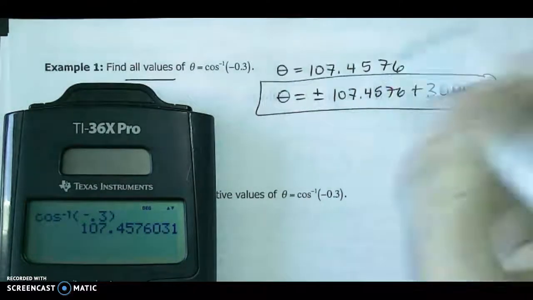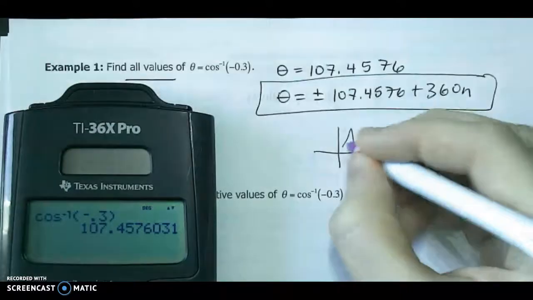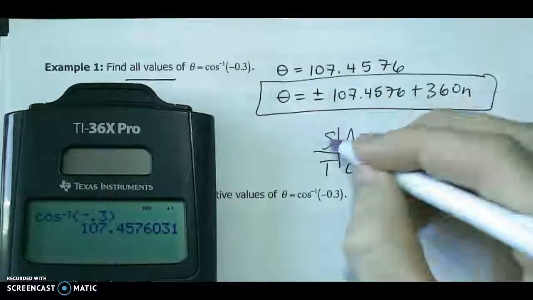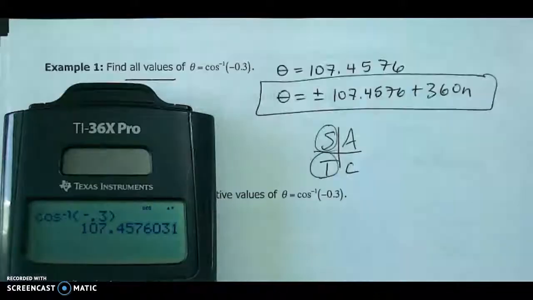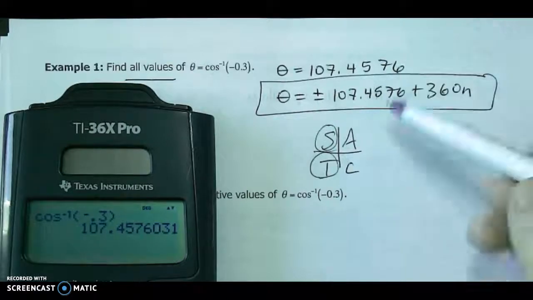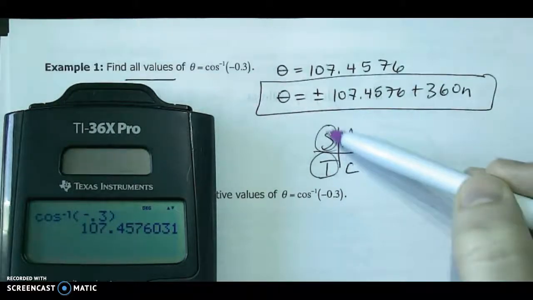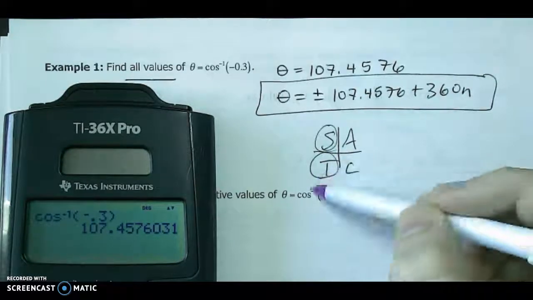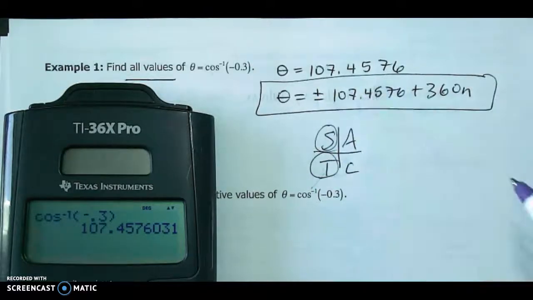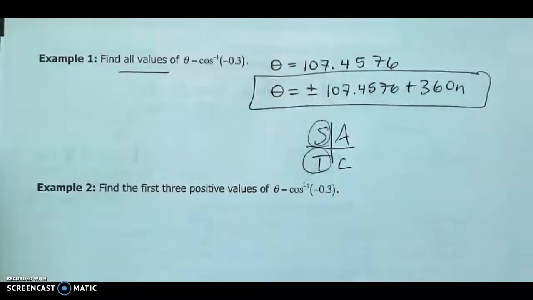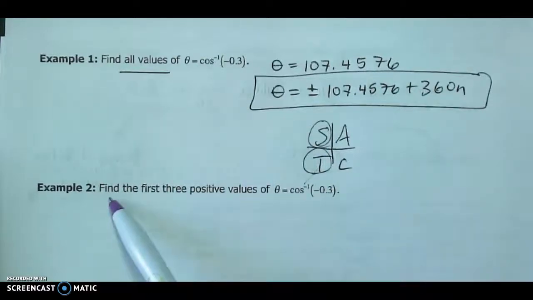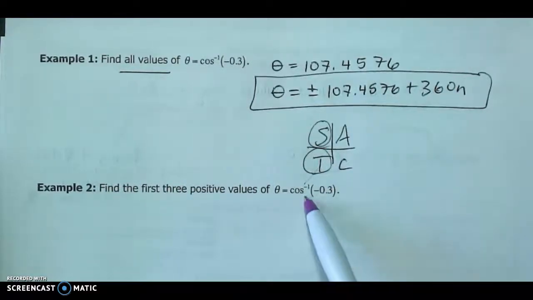So if you want to check your quadrants, you don't have to, but if you want to think about it, this was a negative number for cosine, so we were looking in quadrants 2 and 3, and 107 would definitely be in quadrant 2, and negative 107, if you rotate backwards, would definitely be in quadrant 3. So that's why we have positive 107 and negative 107. Now in example 2, they want us to take this general solution and find the first three positive values of x that give us negative 0.3.